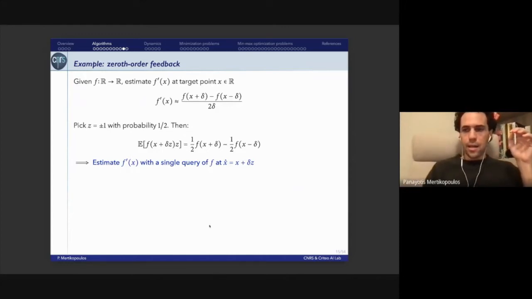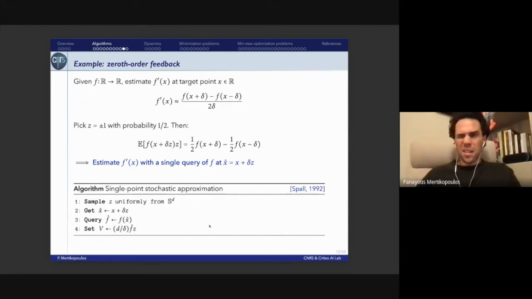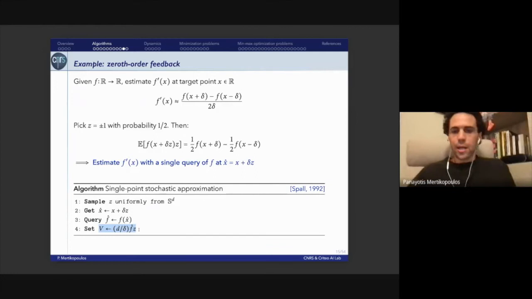There is an algorithm that allows one to do this, popularized by Spall and then Flaxman, Kalai, and I think McMahan in the early 2000s, where instead of sampling your function at the point where you would like to estimate the gradient, you are taking a small perturbation of this point, you are querying the value of the function at this point, and then you're multiplying this value with the perturbation that you took and a normalizing factor, and you're using this as an estimate of your gradient. This is what is known as an SPSA estimator, a simultaneous perturbation stochastic approximation estimator. Or if you find simultaneous perturbation a bit difficult to pronounce, you can call it single point stochastic approximation, which has the same acronym.